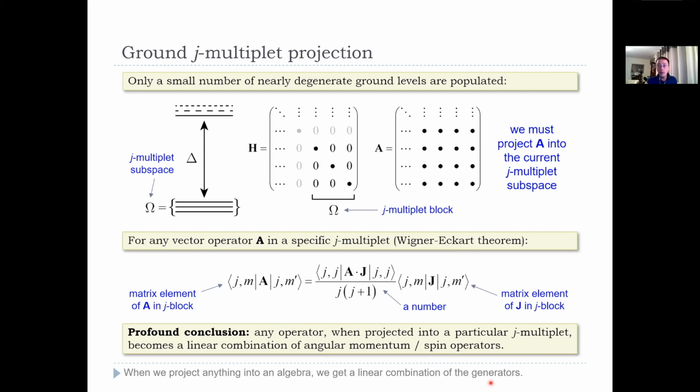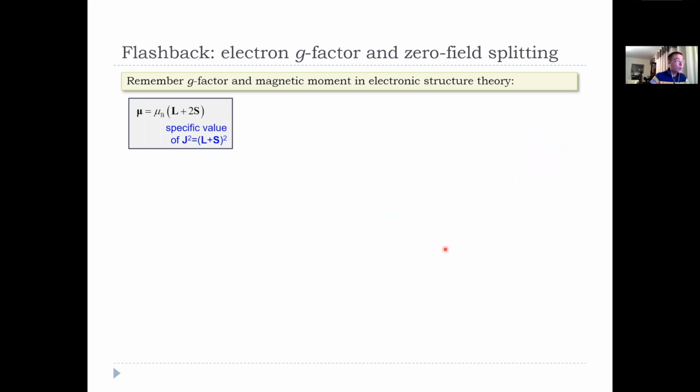And if the algebra in question is the algebra of angular momentum, then we get an angular momentum operator. Remember that for nuclei, this is what is called spin. And so this is how anything becomes a spin operator, ultimately. Okay, so flashback. Back to the electronic structure theory.